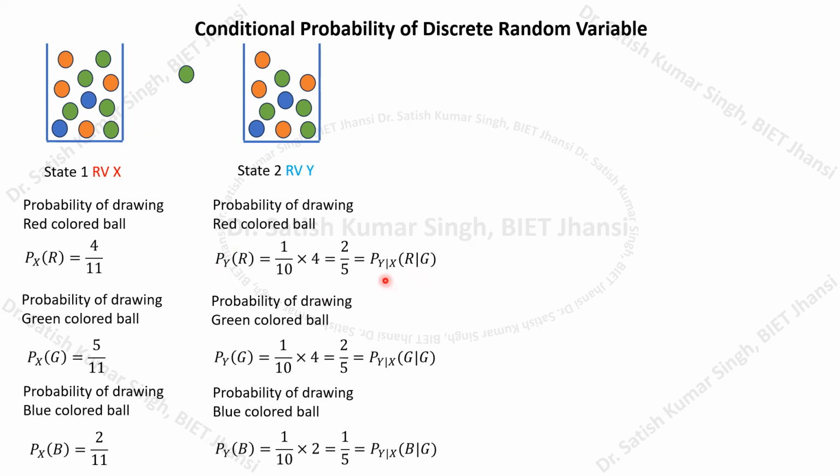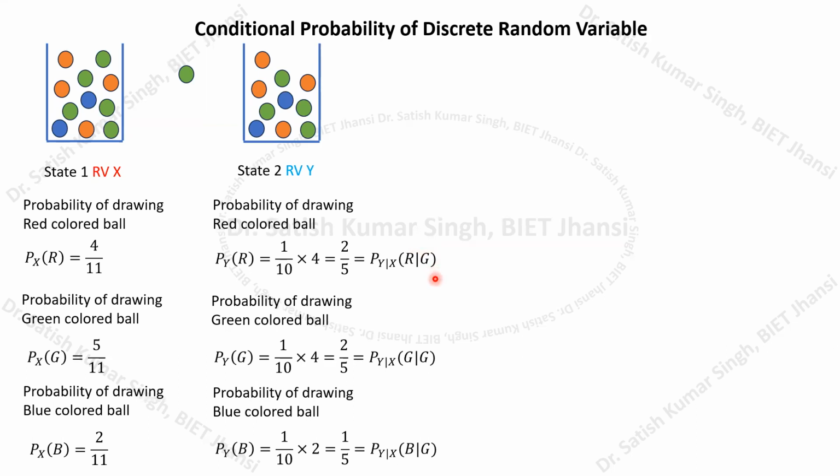This probability means: what is the probability that the random variable y will take the value r when the random variable x has already taken the value green? It means what is the probability of drawing the red ball when the green ball was already drawn in the first case. It is also read as the probability of getting red given a green ball.